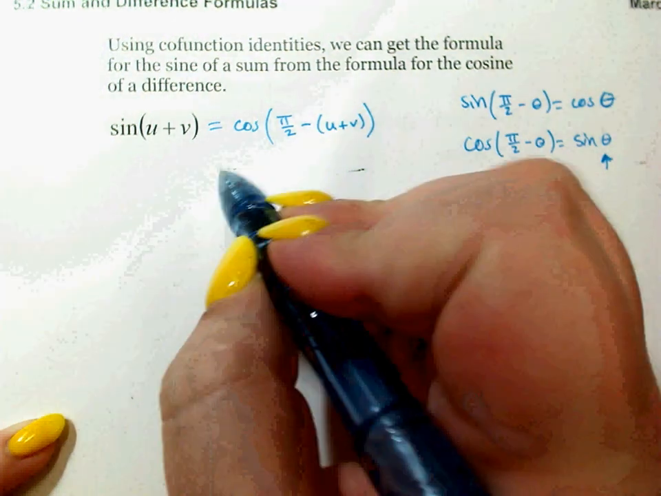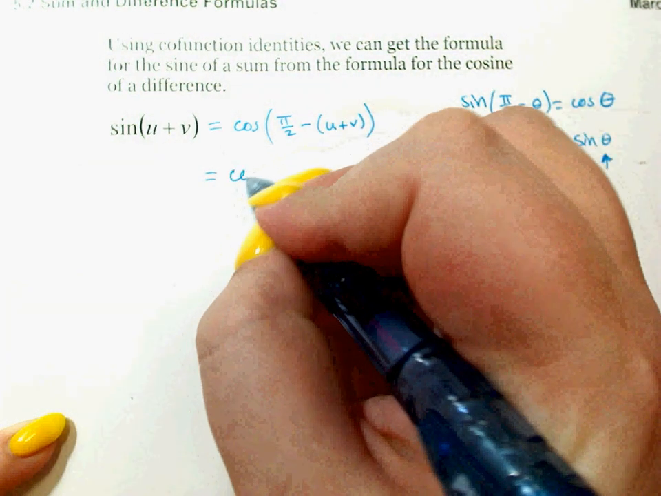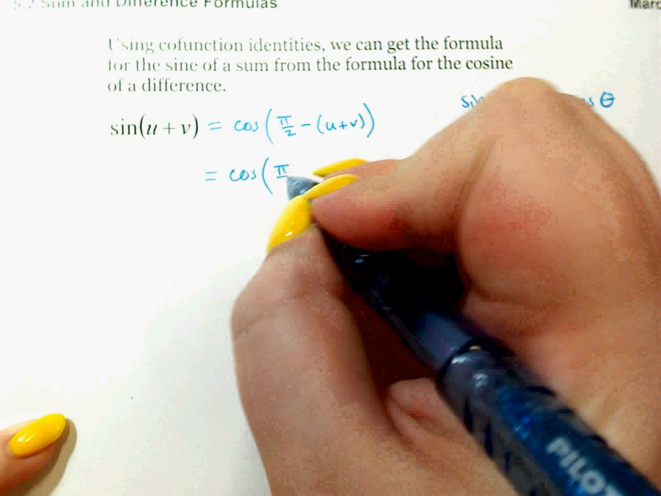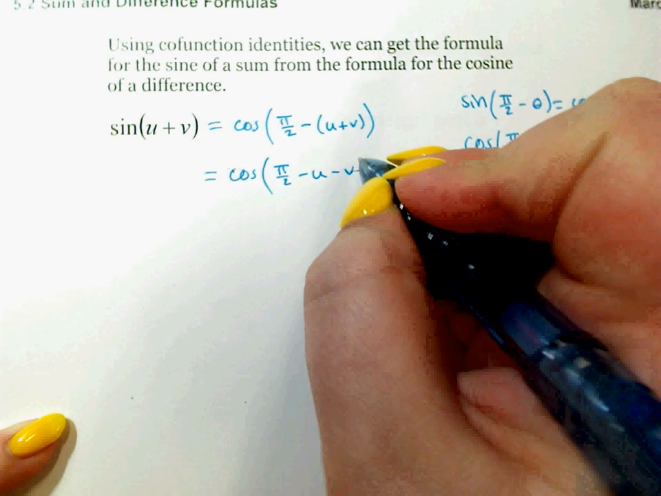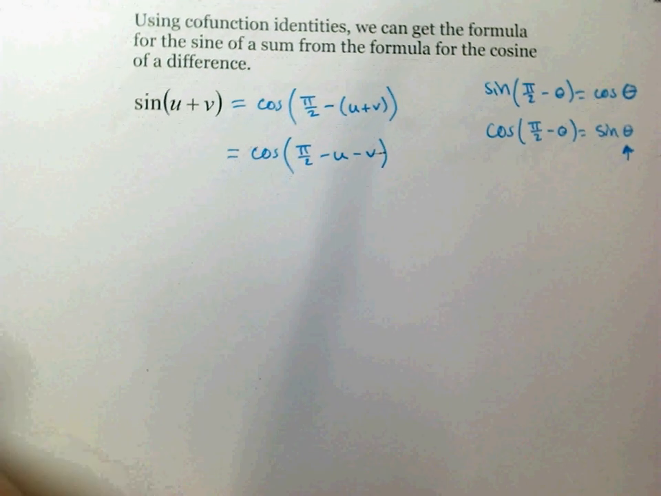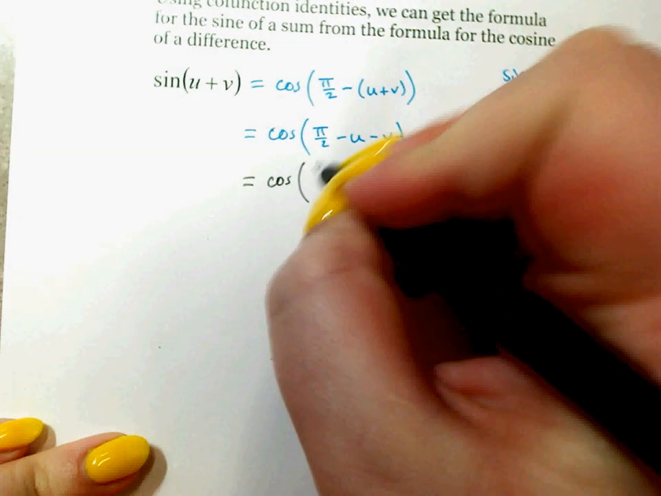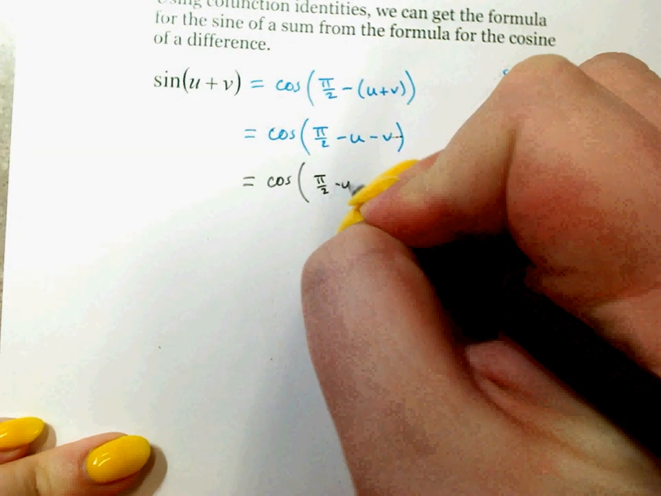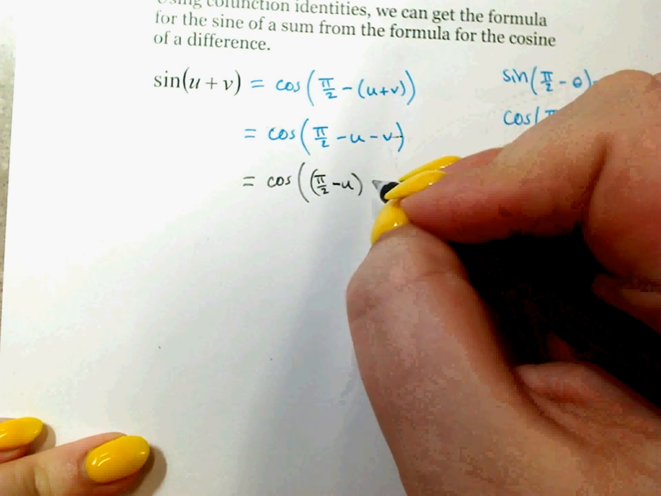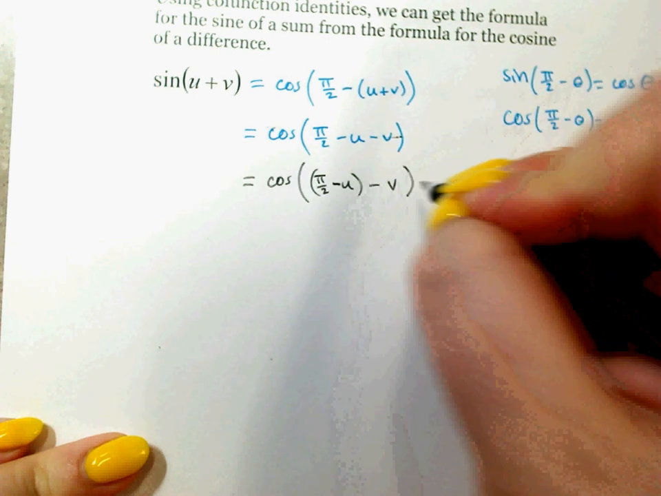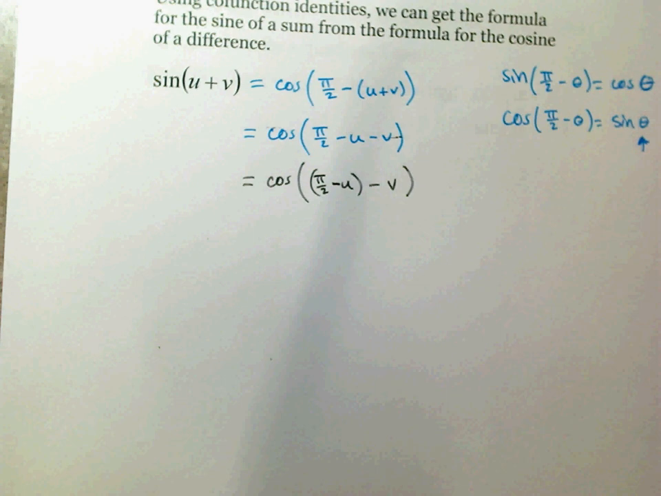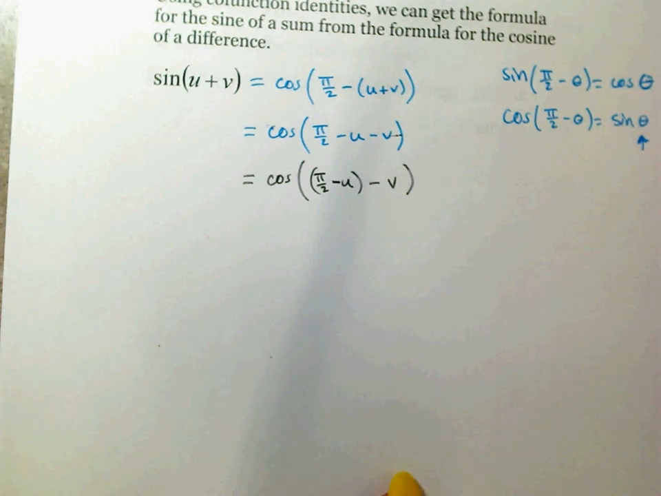Then I'm going to rearrange that a little bit. First I'm going to distribute the minus sign, so minus u minus v. And then I'm going to rewrite it as cosine of pi over 2 minus u, minus v. And then I'm going to use the sum and difference for cosine and see what happens there.